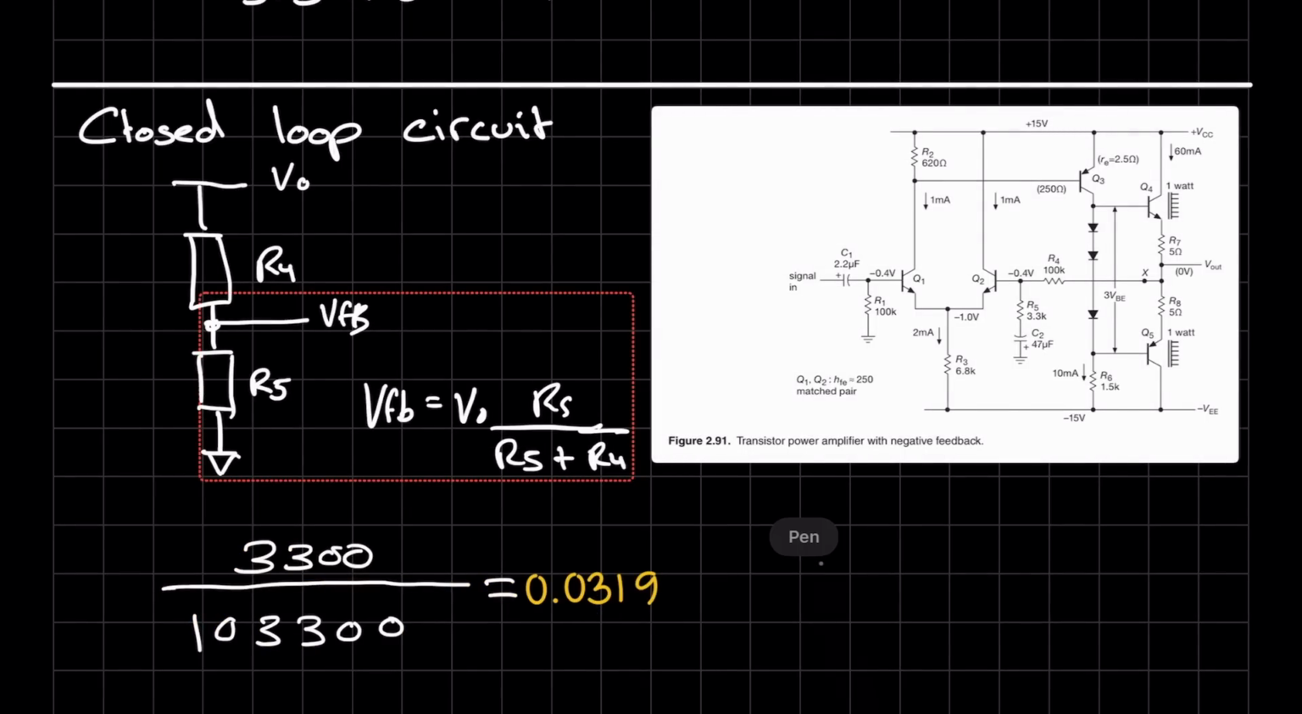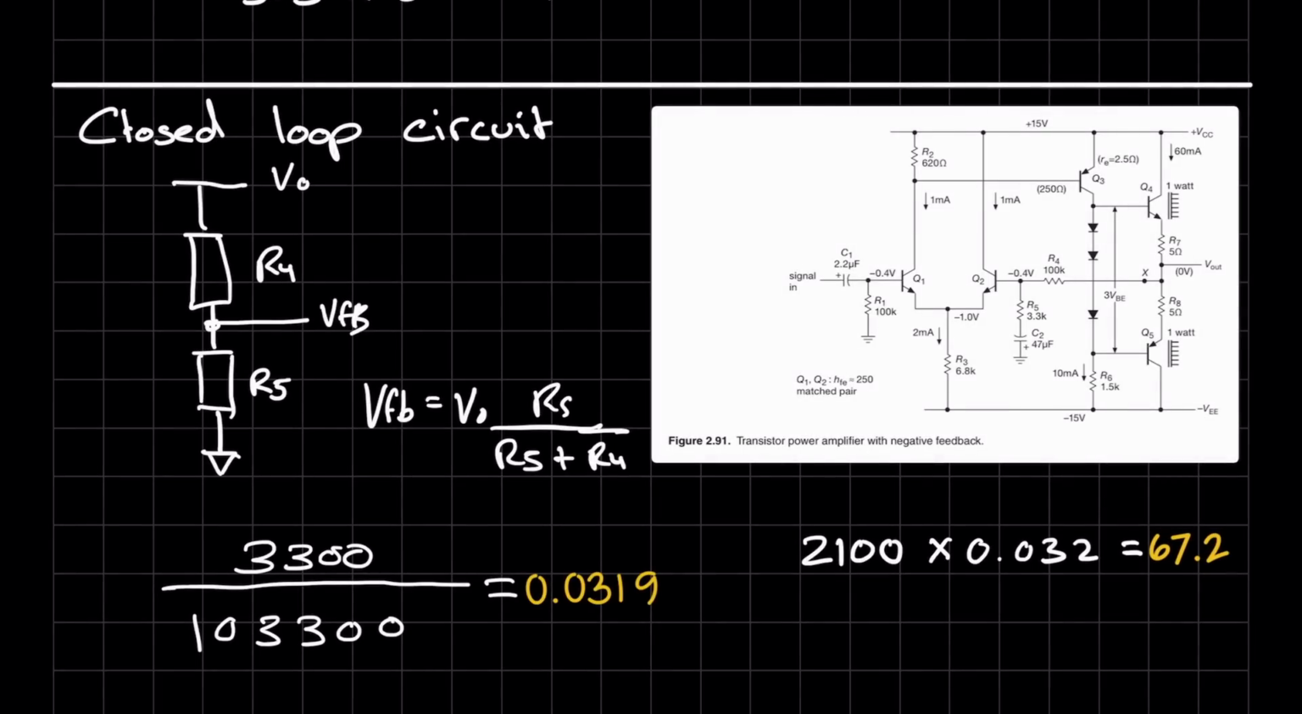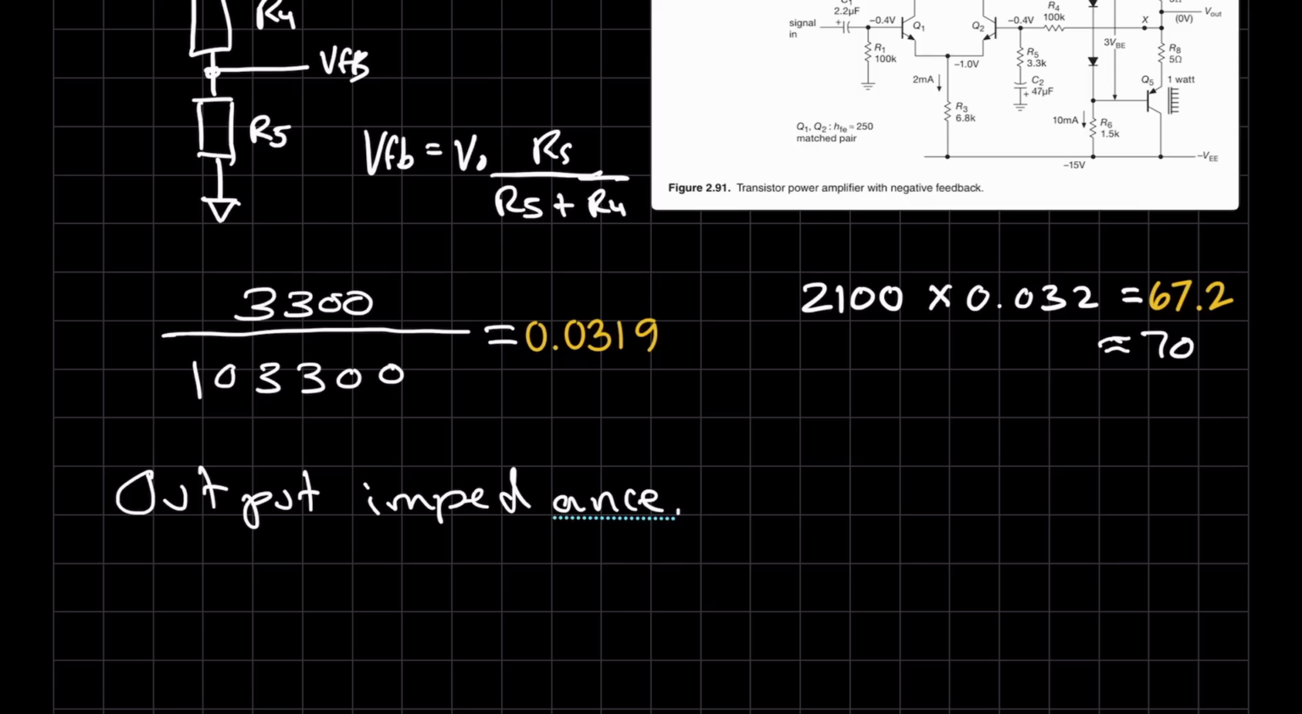Now if we multiply our overall gain, which is 2100, with the feedback factor, which is 0.03, we get a loop gain of 67.2. Now in the book, they've used a value of 70, so I'm just going to assume that's close enough. Now if we look at the output impedance, it basically gets reduced by the loop gain, which is this number over here.